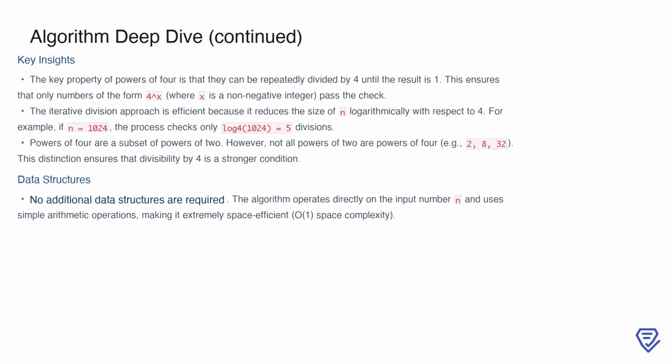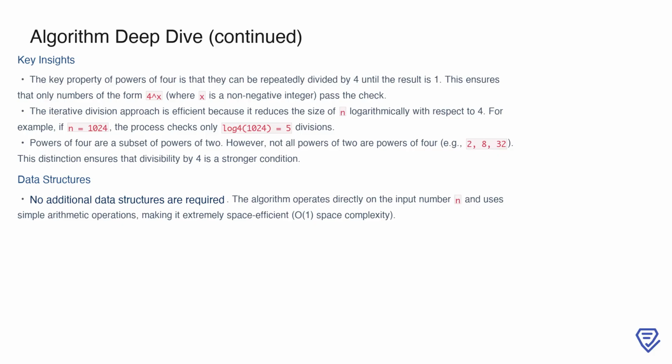The algorithm leverages a fundamental property of powers of 4. They can be divided by 4 repeatedly until the result is 1. This guarantees that only numbers of the form 4 raised to some non-negative integer pass the check. The iterative division method is particularly efficient because the size of the input number decreases logarithmically with each step. For instance, if the input is 1024, the algorithm performs only 5 divisions, corresponding to the base 4 logarithm of 1024.